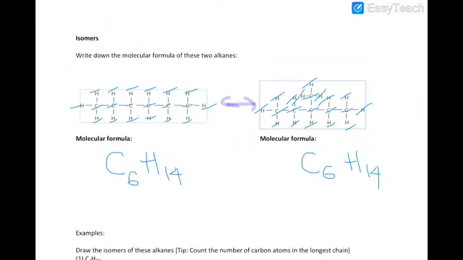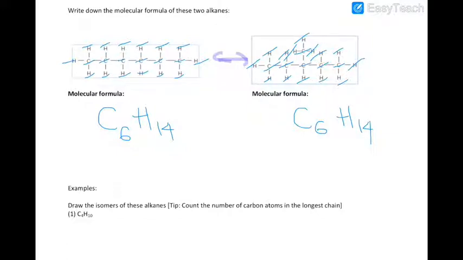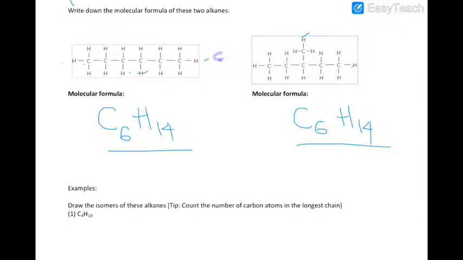So what's an isomer? So these two, they are isomers. They have the same molecular formula, but they have the different arrangement in space. If you look at this molecule and this molecule, the atoms are arranged differently in space.